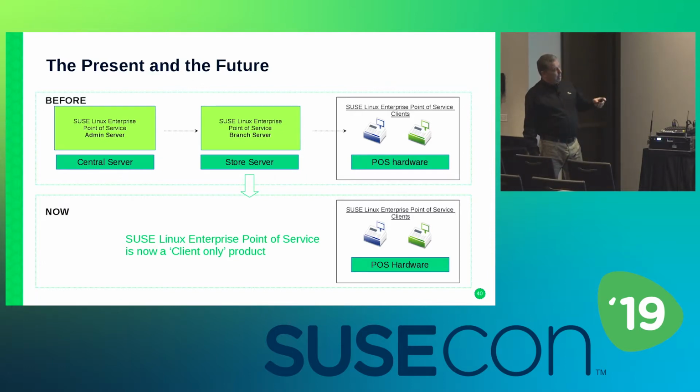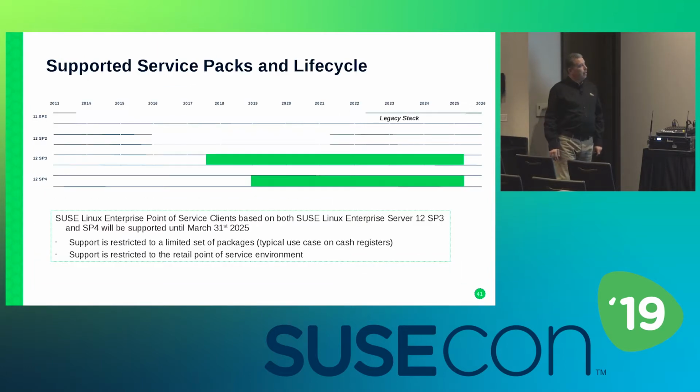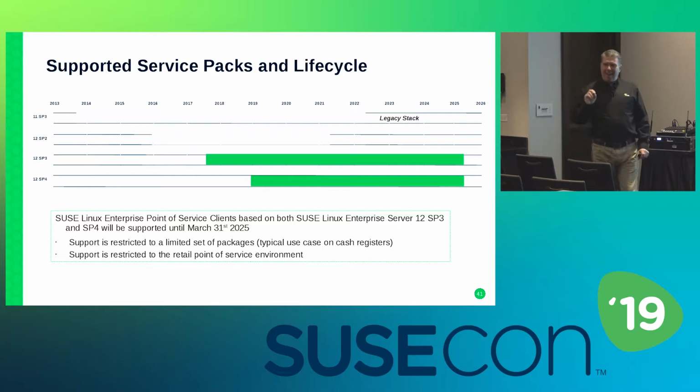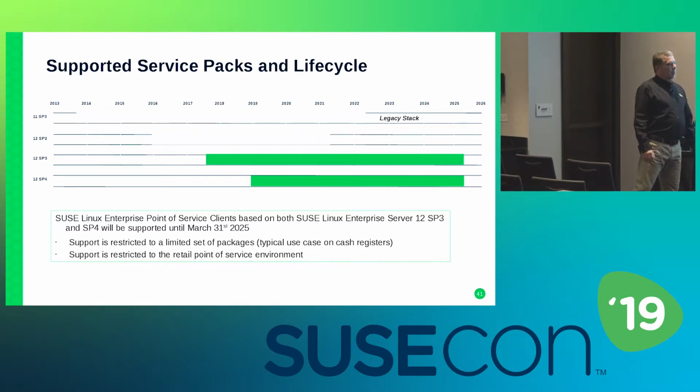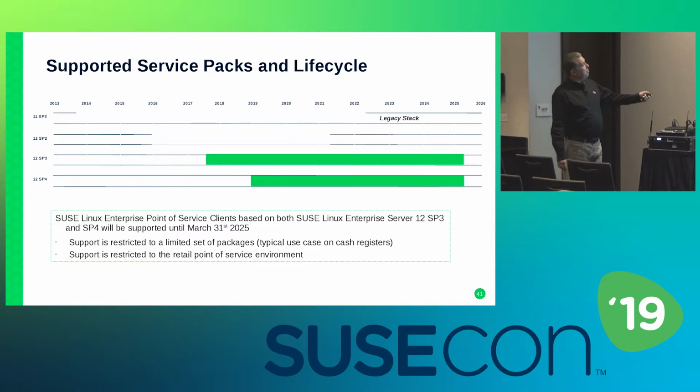So let's have a look at that, because there are some key issues you need to know about. One thing is that the SUSE Linux Enterprise Point of Service client is actually supported until March 31st, 2025, even though the code base is a standard SUSE Linux Enterprise Server 12 SP3 or SP4. On the normal server, you're never going to get this, but on the client side, you do get it. Obviously, there come some restrictions because we can't support everything, and we'll cover those a little bit later as well.